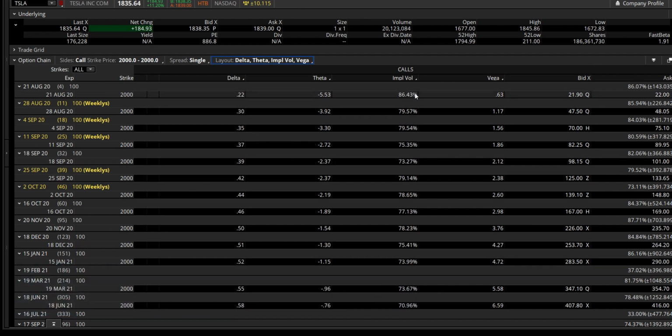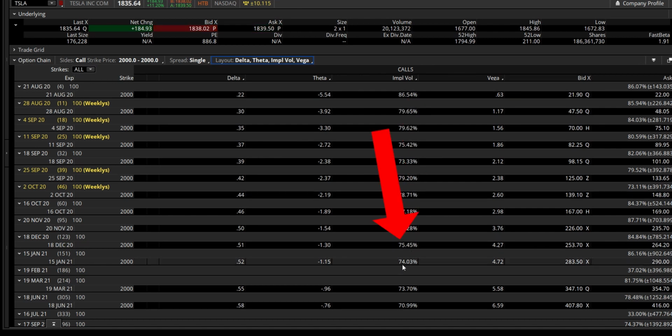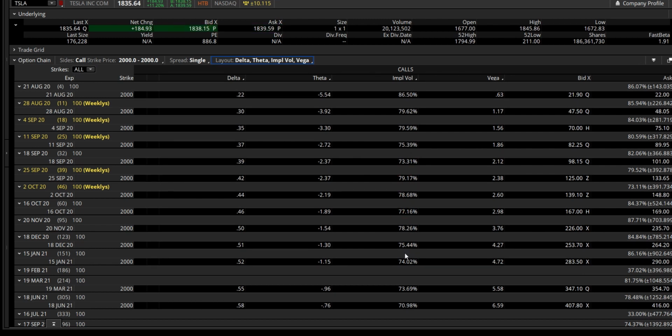Now let's look at the implied volatility. Usually implied volatility is higher close to expiry, and it usually goes down when you go further out. And that's fairly normal. That's a normal vol skew. Vols go down a little bit. It doesn't mean the price goes down. It means the implied volatility goes down.